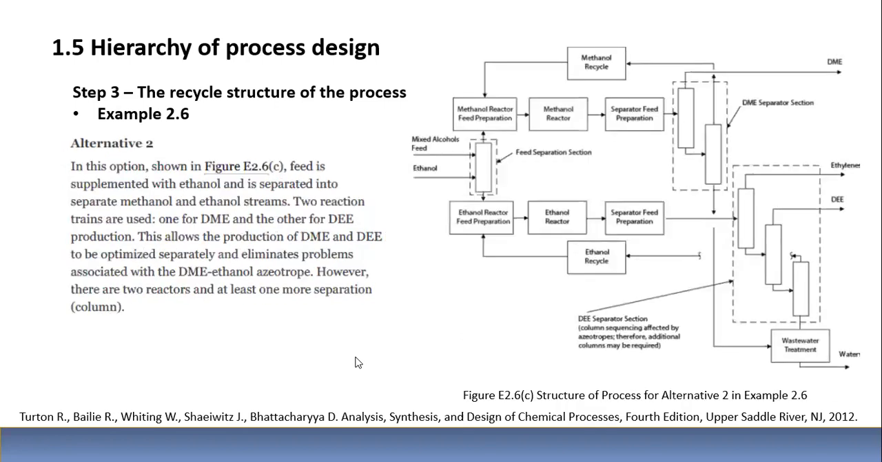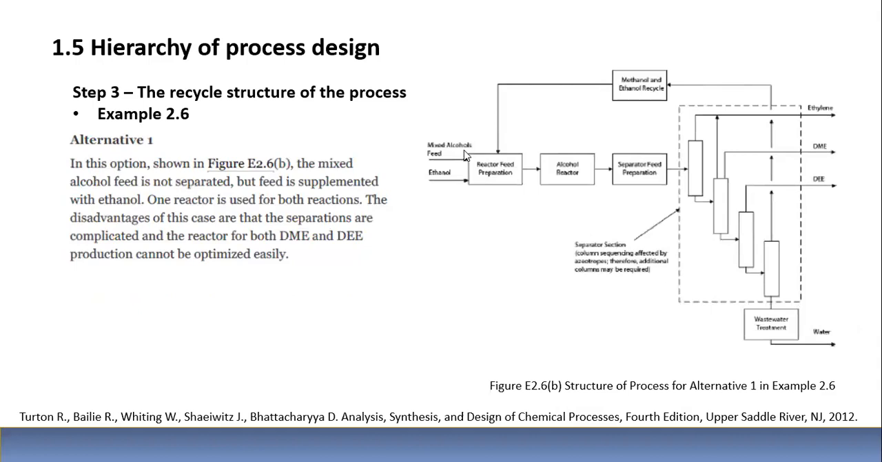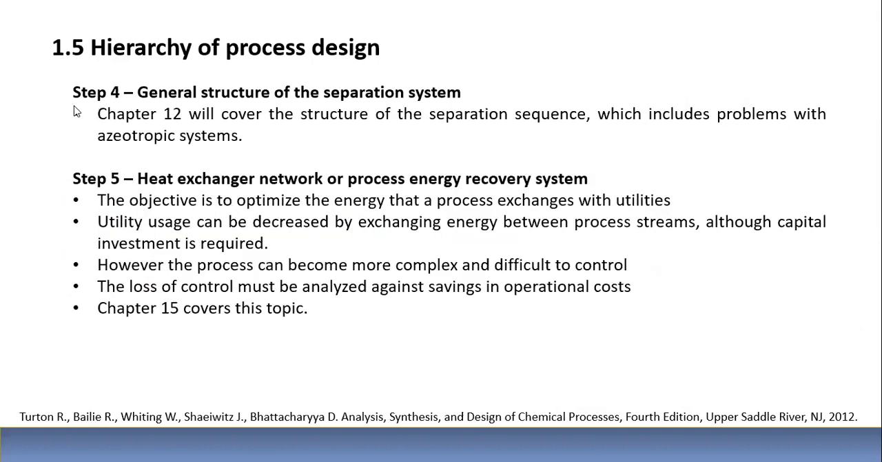A diferencia de esta opción, que son dos plantas prácticamente instaladas, y esta opción, que es una planta donde va la mezcla de los alcoholes y requiere pues 4 diferentes separadores. Es más complicado. So, step 4 says, we'll cover the structure of the separation sequence, which includes problems with azeotropic systems.